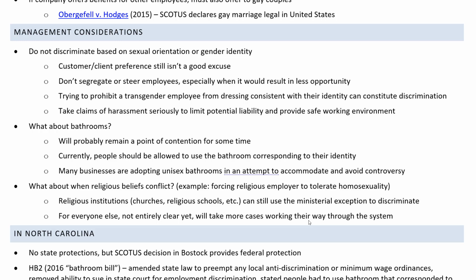The last thing a lot of companies want to deal with is the time and cost that it takes to defend against a discrimination or harassment lawsuit. So most businesses are trying to play it safe just to avoid that hassle. They want to focus on doing business rather than trying to fight these fights.